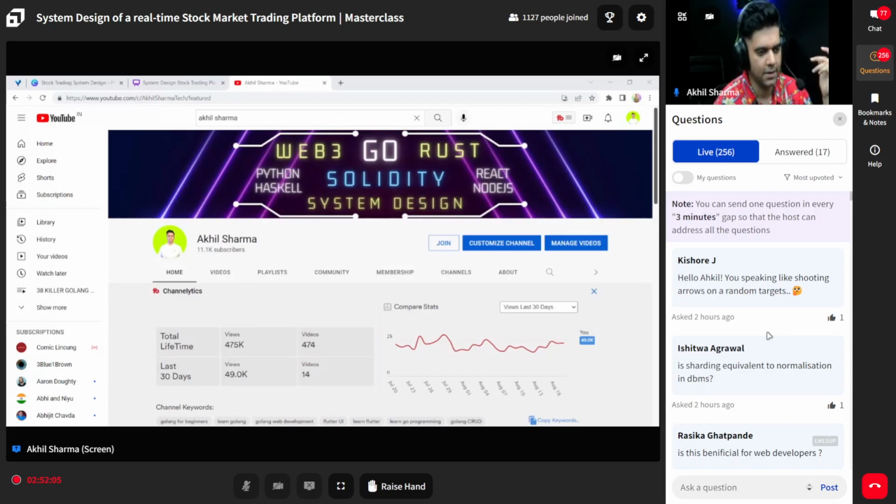Kishore J is saying, hello Akhil, you're speaking like shooting arrows at random targets. Some of you are stock traders or UI UX designers, and you won't understand anything in the session. I think I clarified that. Anybody who's here for stock trading, I'm sure you dislike the session. But what can I do? It's a confusion on your part. Maybe you thought this was a stock trading course, but it's actually an engineering course.